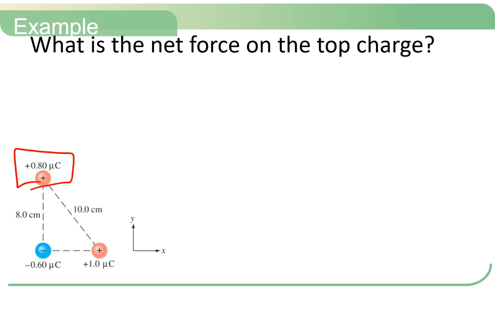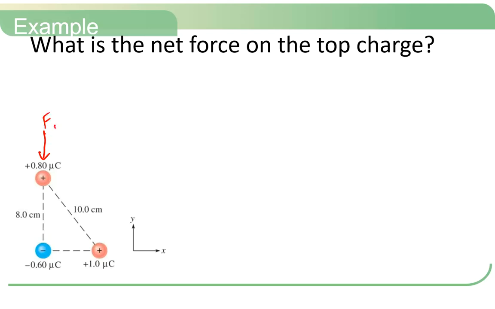So the first thing is, I have this charge, what forces act on it? How many charges are going to cause a force on the 0.80 microcoulomb charge? Okay, both, two. The other two remaining. Between the one below, what direction is that force? Is it attractive or repulsive? Attractive, so that means it's down.